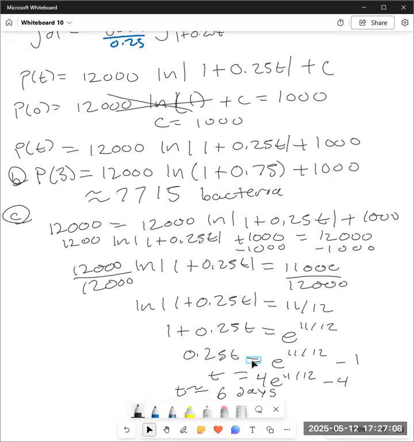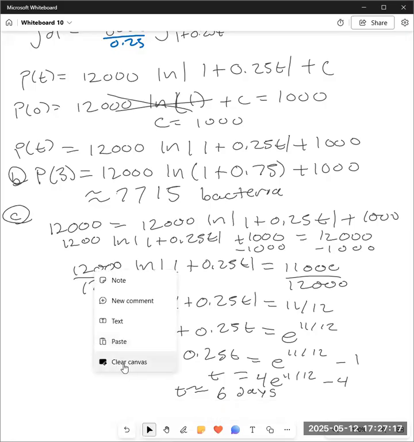All right, let's move on to number 53. Number 53 is a business application on demand. So dP/dx, so this is how the price changes as the demand changes, is equal to 0.1 e to the negative x over 500.